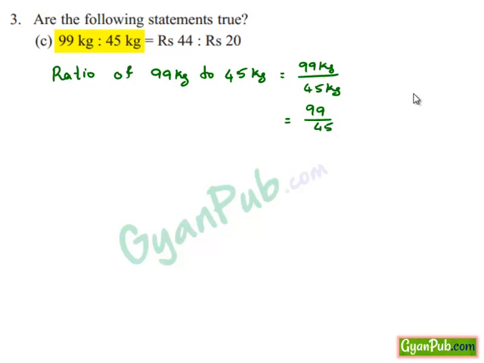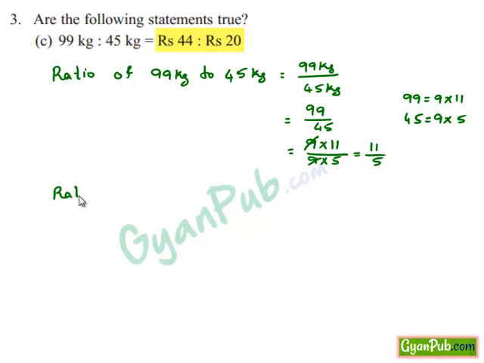Here 99 can be written as 9 times 11 and 45 can be written as 9 times 5. So by rewriting the fraction, we get 9 times 11 upon 9 times 5, and 9 in the numerator and 9 in the denominator gets cancelled, which gives the ratio of 99 kg to 45 kg as 11 upon 5.